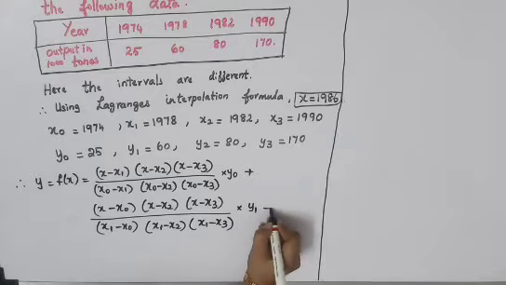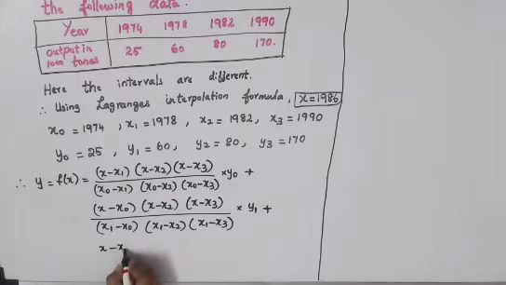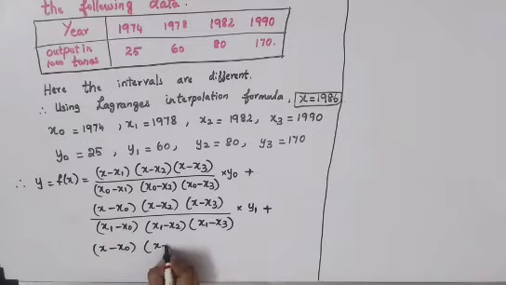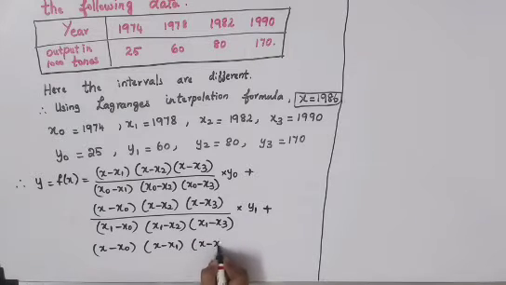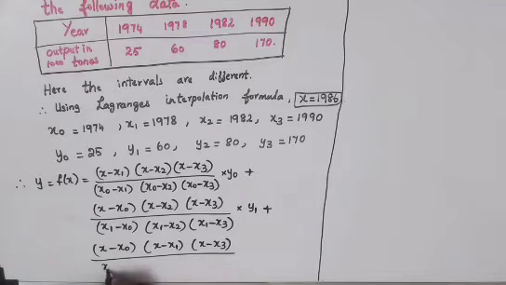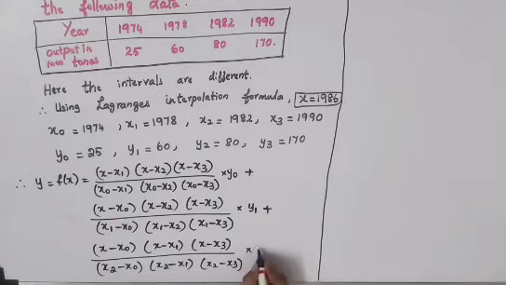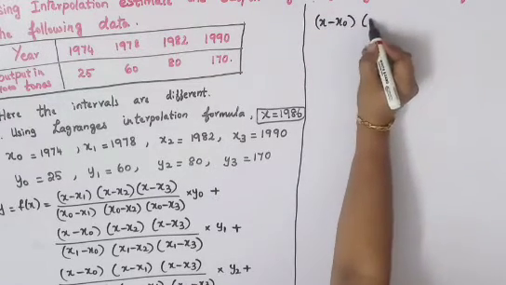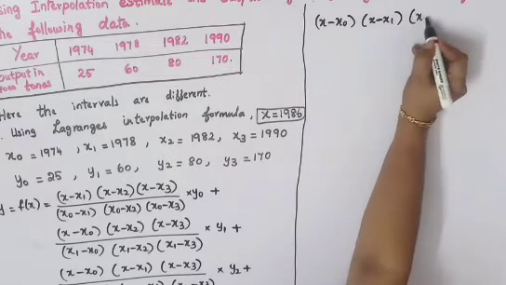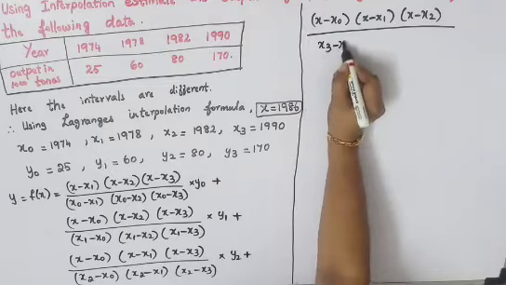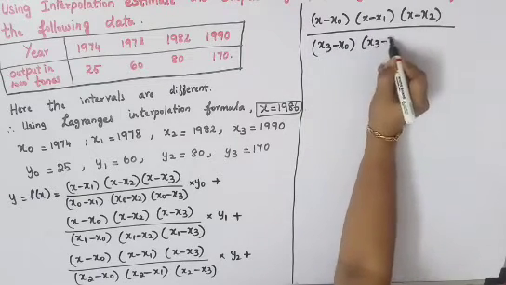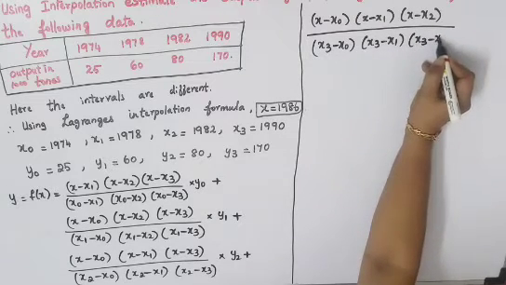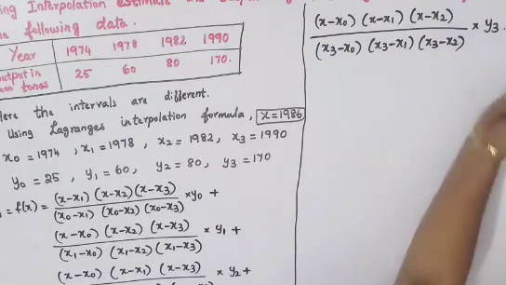into y1 plus the third line x minus x naught into x minus x1 into x minus x3 divided by x2 minus x naught into x2 minus x1 into x2 minus x3 into y2 plus the last line is x minus x naught into x minus x1 into x minus x2 divided by x3 minus x naught, x3 minus x1, x3 minus x2 into y3. So this is your Lagrange's formula.